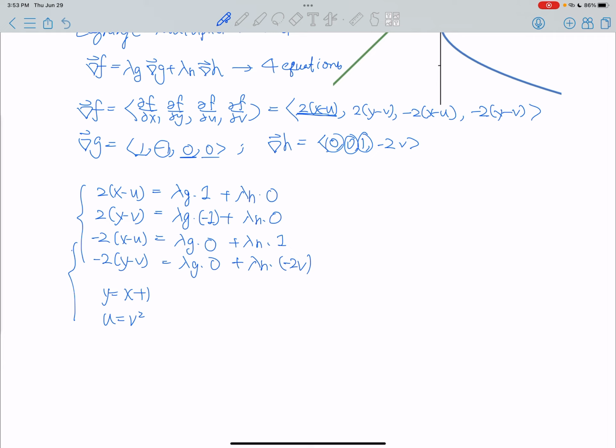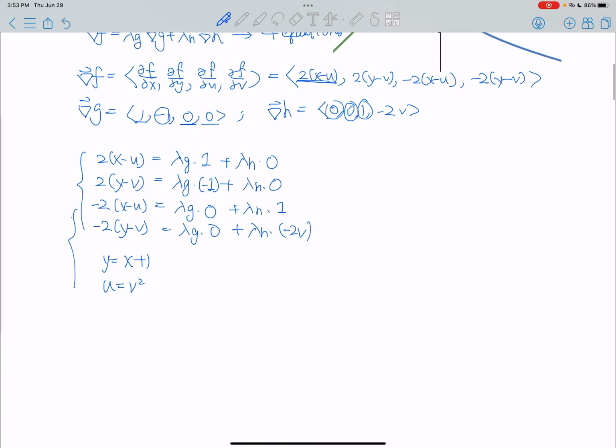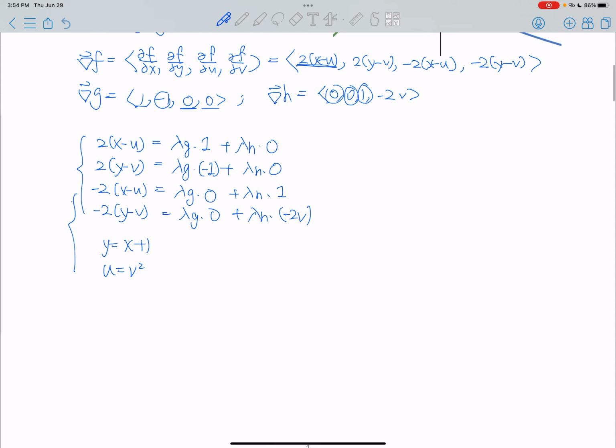These 6 unknowns are x, y, u, v, and the 2 lambdas. So 6 equations, 6 unknowns, and we know that we can have a unique solution. So now let's solve it. First, we should simplify it a bit.